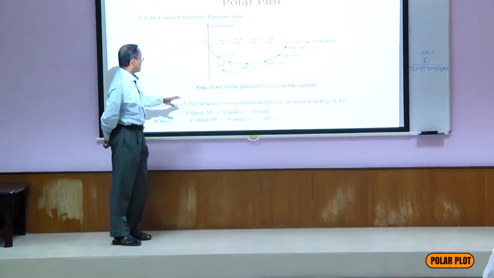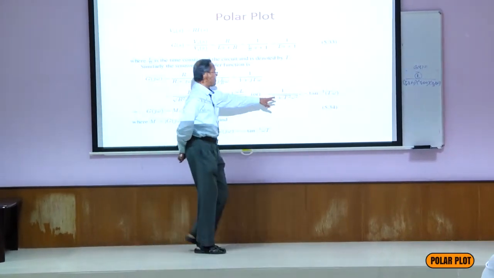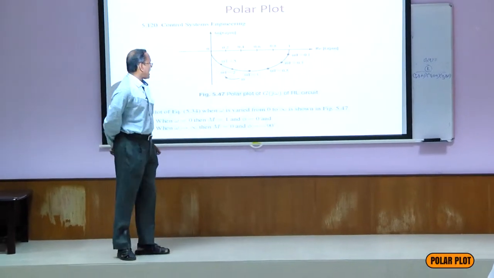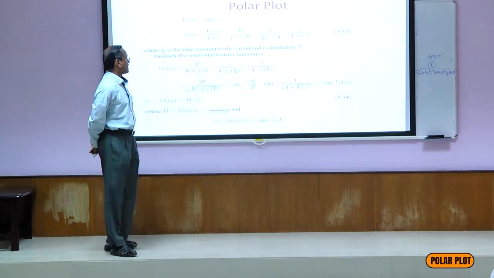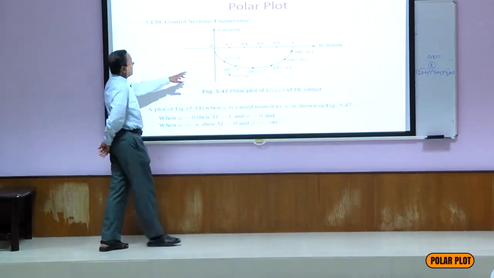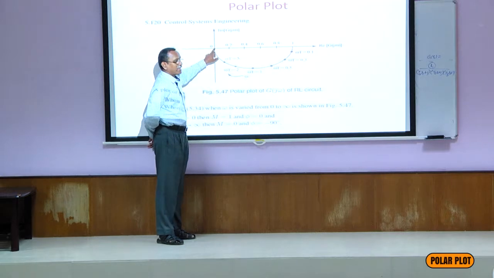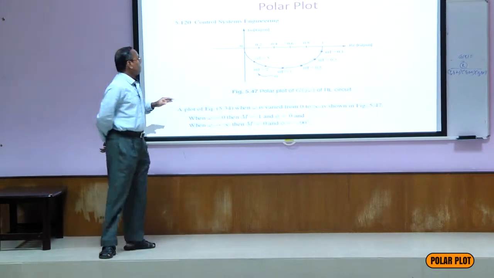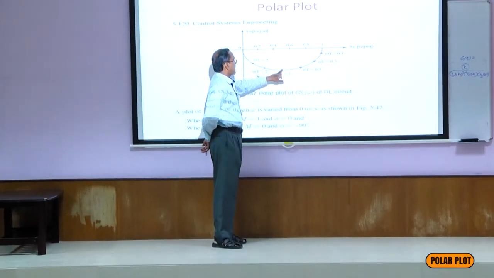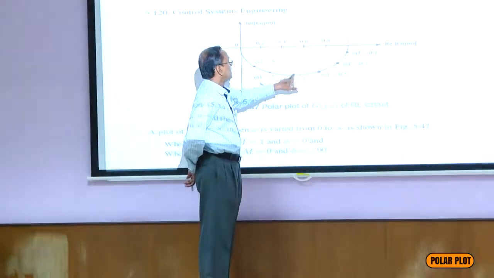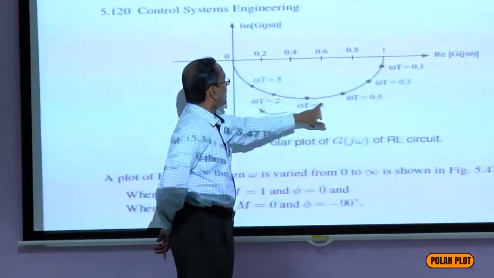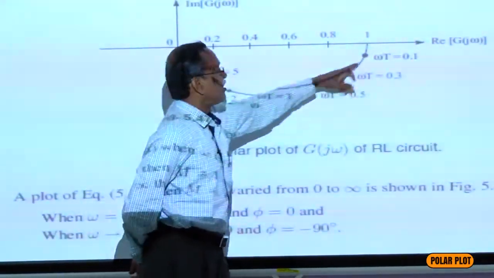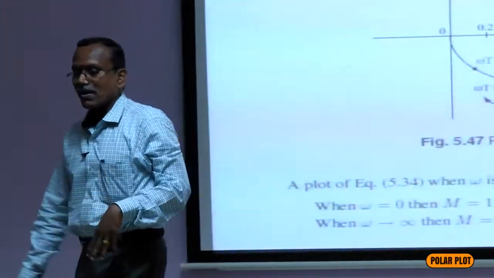For the final point, if we substitute omega equal to infinity, the magnitude becomes 0, and the angle, tan inverse of infinity, equals minus 90. Therefore, this ends at 0, that is, magnitude is 0. At what angle it approaches the origin is minus 90 degrees. In between, when omega equal to 1 by tau, you will get minus 45. So for various values of omega, if you plot, it will be a semicircle like this. This is the polar plot of a first order system.